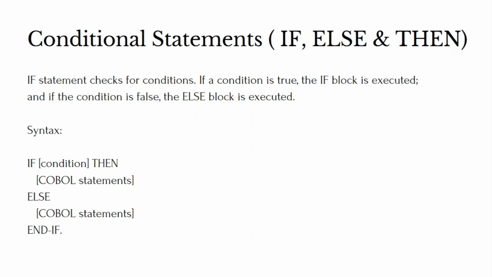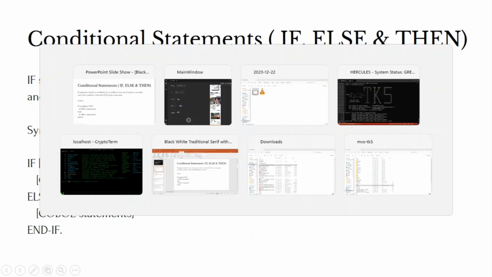Conditional statements: IF, ELSE, and THEN. The IF statement checks for conditions. If a condition is true, the IF block is executed, and if the condition is false, then the ELSE block is executed. So here is the syntax: IF condition, THEN execute these COBOL statements, ELSE execute these COBOL statements, and END-IF. Let's go to the mainframe.